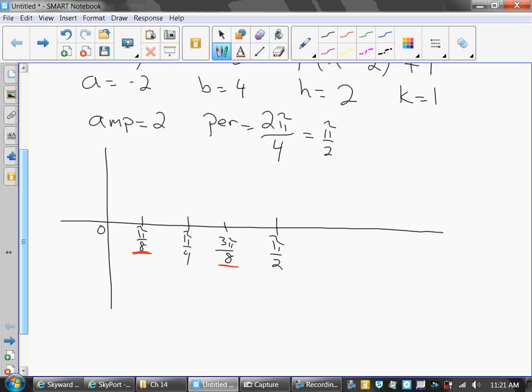Now, I know that my amplitude is at 2, but since my A value is negative, do I go up or down first? I go down in this case with the sine value. So remember, your sine function always starts at 0, goes down to the A value, back to 0, to the opposite A value, and back to 0. Okay? That gives me this curve.